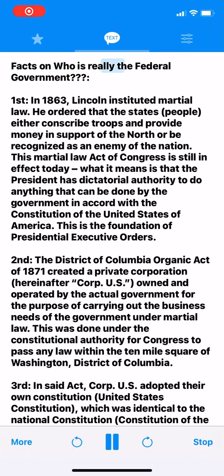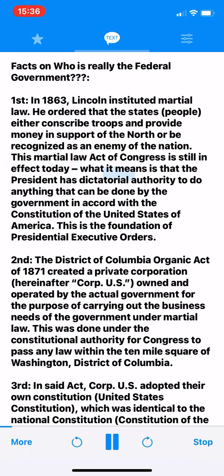Facts on who is really the federal government. First, in 1863, Lincoln instituted martial law. He ordered that the states, people, either conscribe troops and provide money in support of the North or be recognized as an enemy of the nation. This martial law act of Congress is still in effect today.